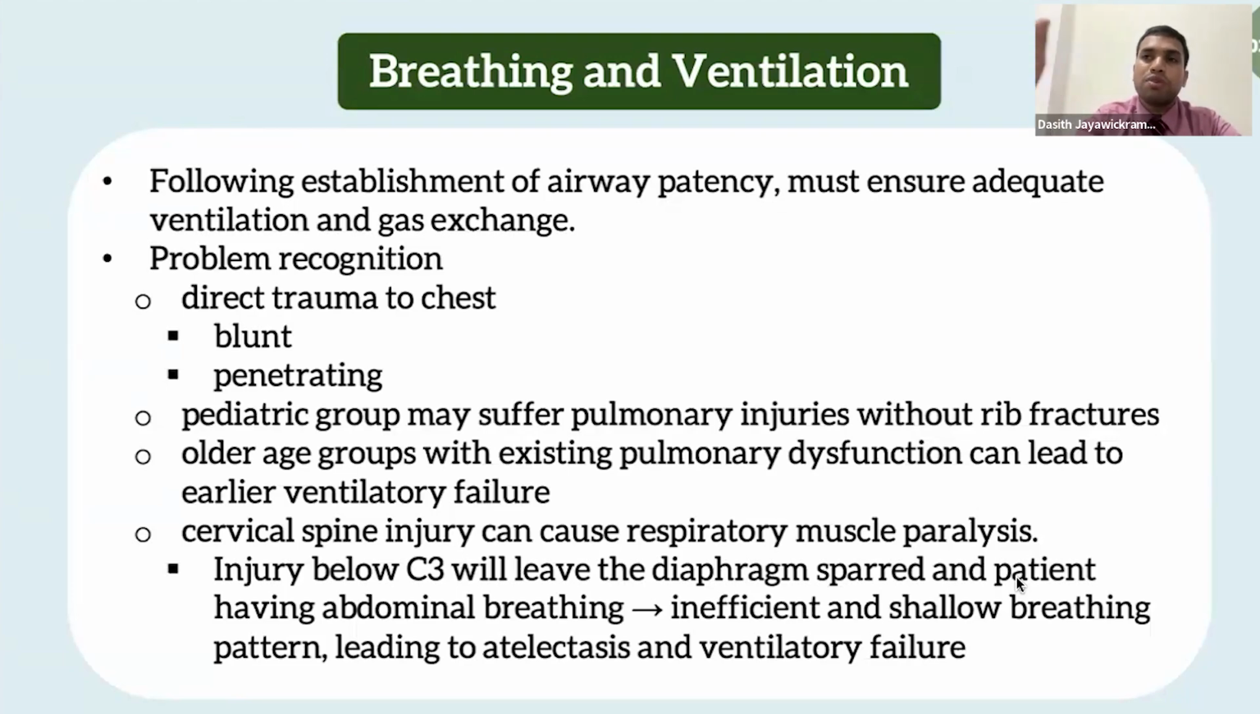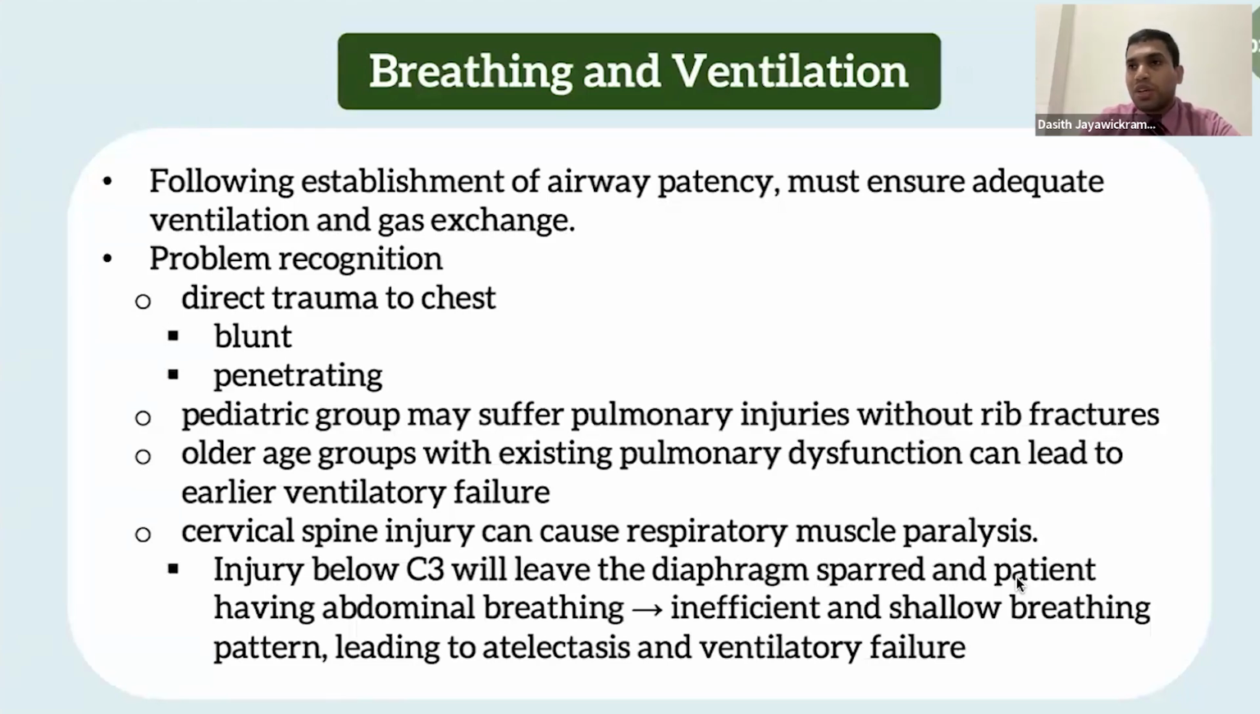So how do we recognize problems with breathing and ventilation? We should have a high suspicion when there's direct trauma to the chest, blunt or penetrating. There's a high chance of an underlying injury to the lung. For example, in the pediatric age group, blows to the rib cage may not cause fractures because the pediatric rib cage is very plastic. The plasticity is high, so they won't fracture. But the underlying lung could be contused. So we should keep that in mind when we see these patients.